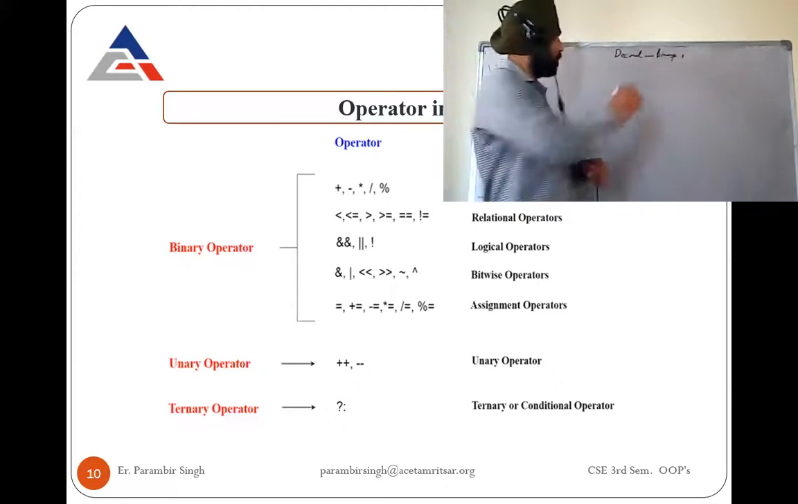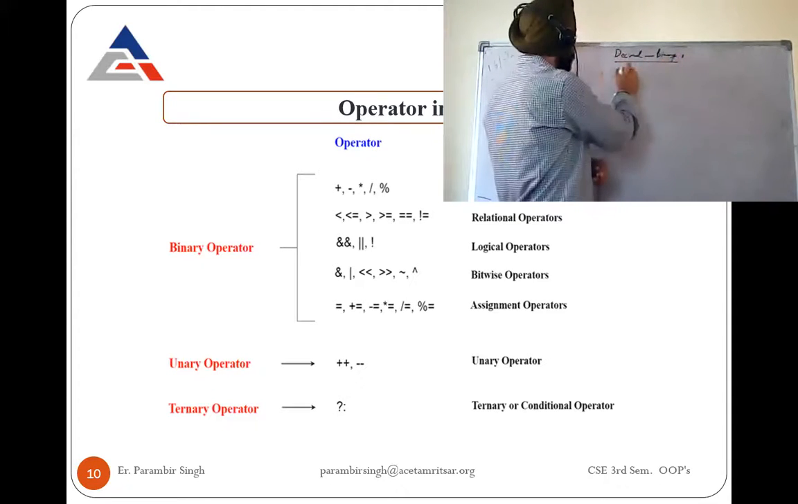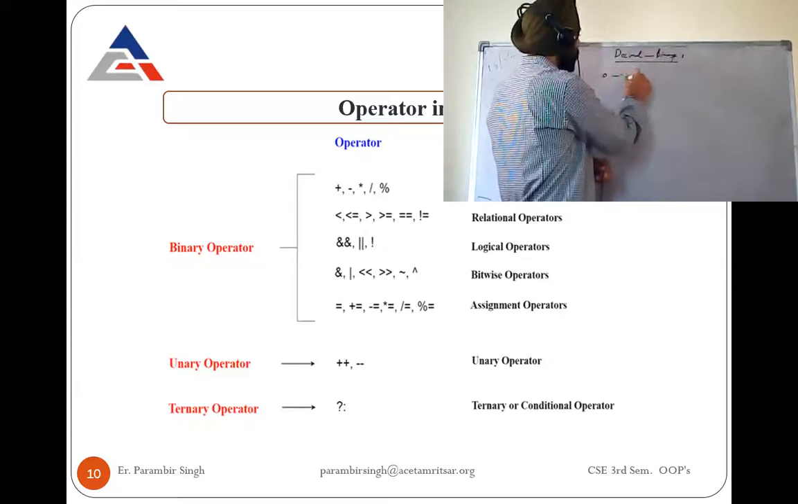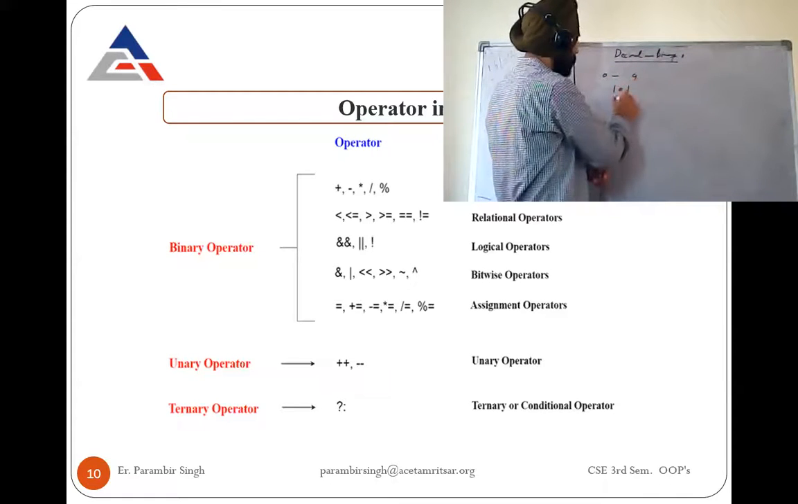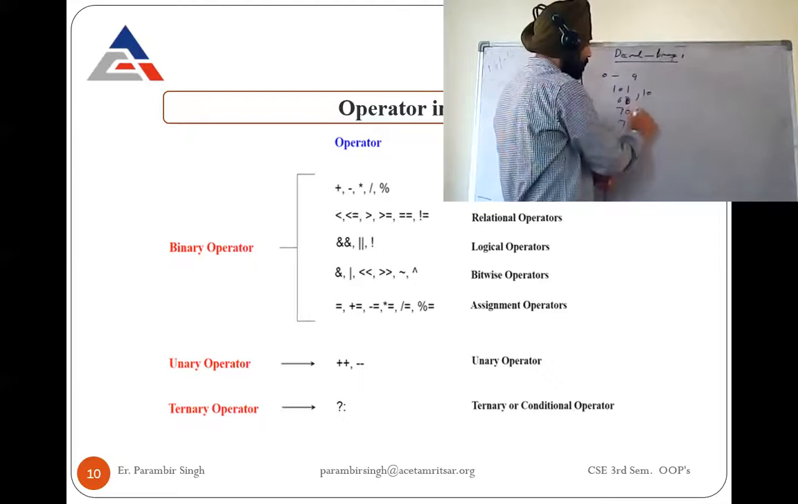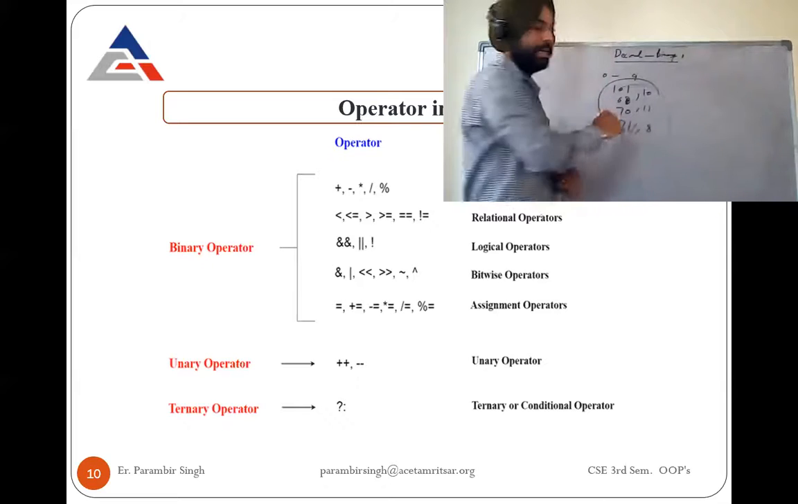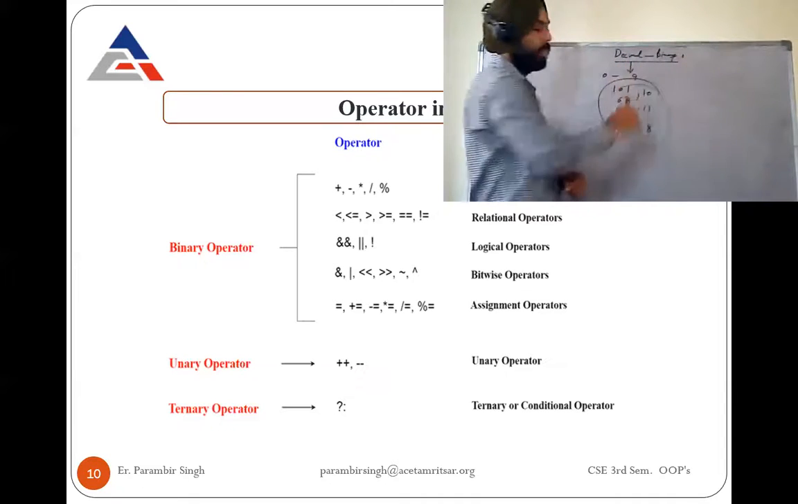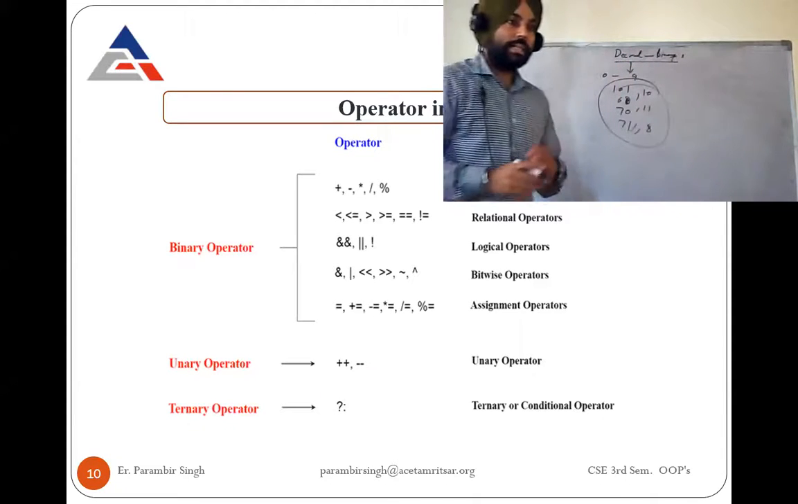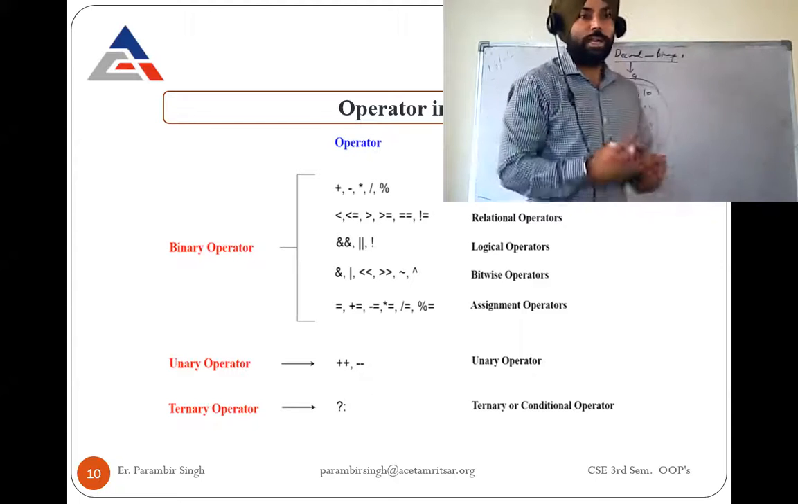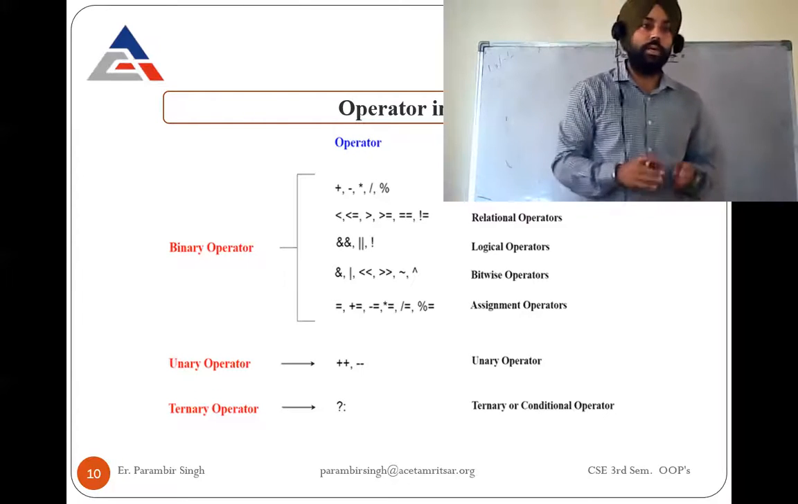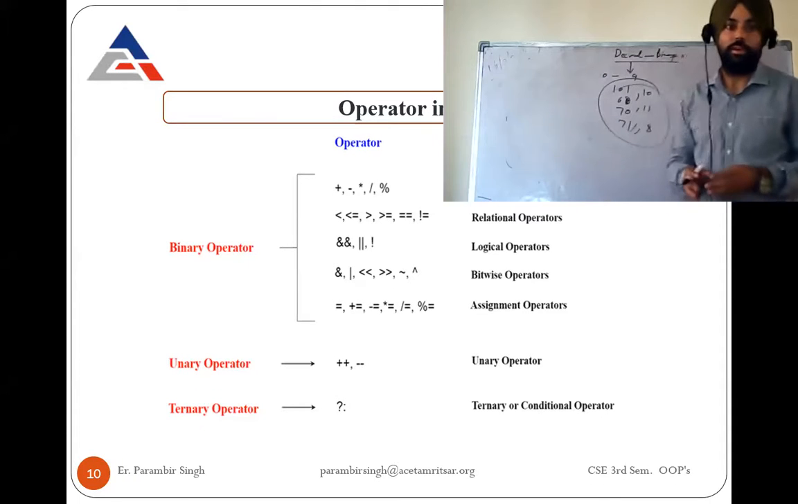It helps to convert decimal values. Decimal values are from 0 to 9, any value. Suppose 101, 65, 68, 70, 71, 10, 11, 8. These all are decimal values. But our computer only understands binary values, only the binary type.